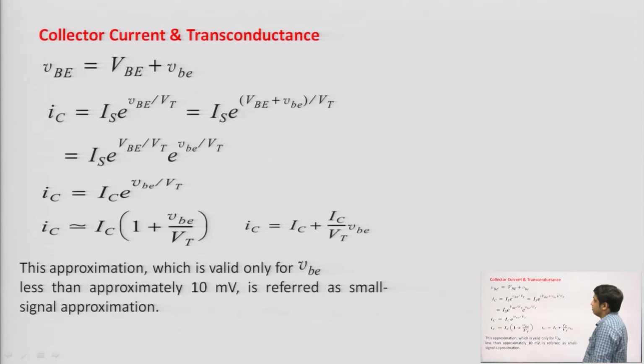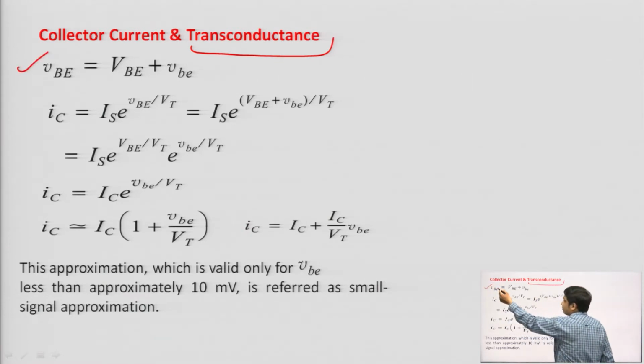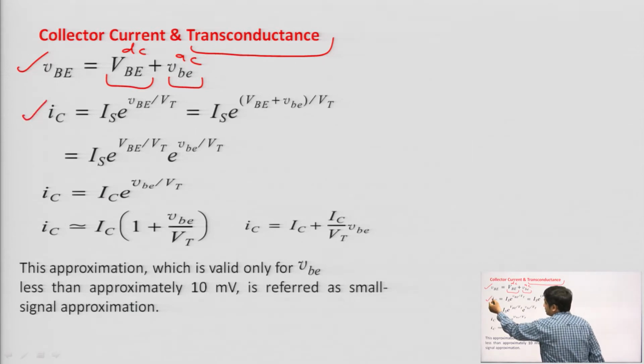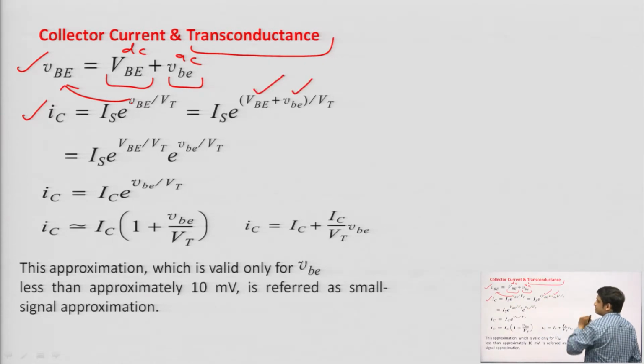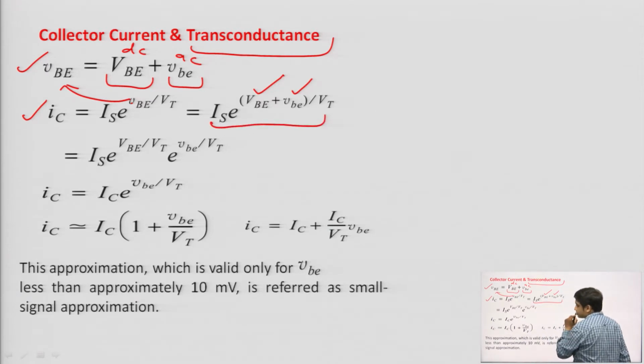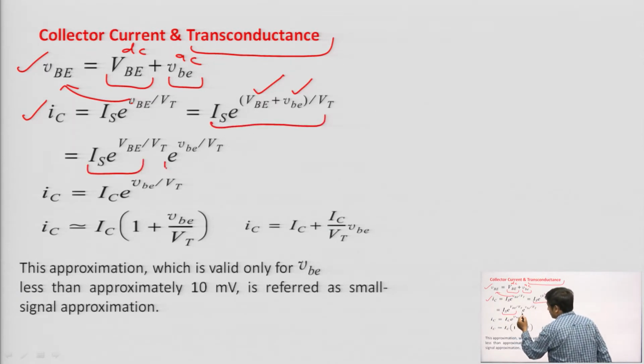Now, here we are going to calculate the transconductance of BJT. As I have already discussed, small v, capital B, capital E is the summation of the DC quantity and AC quantity. So, small i, capital C can be written as I S e to the power small v, capital B, capital E, fine. And small v, capital B, capital E is a summation of DC plus AC. Now, we can segregate these two terms, then we will get the first term and the second term.